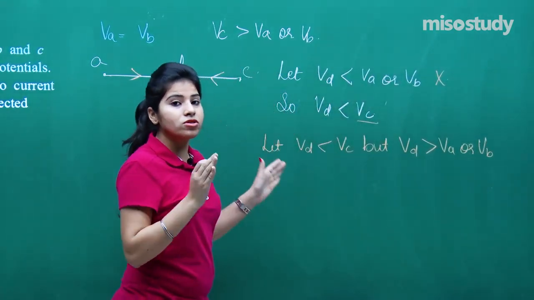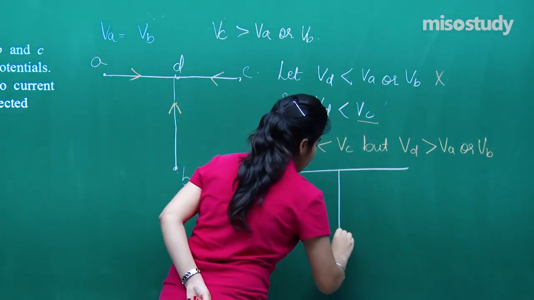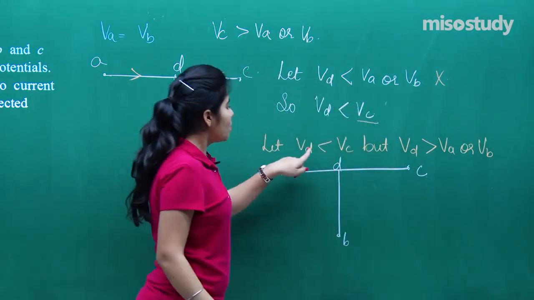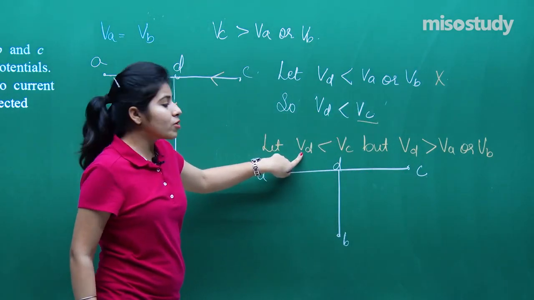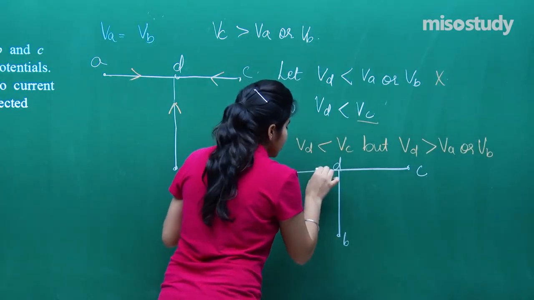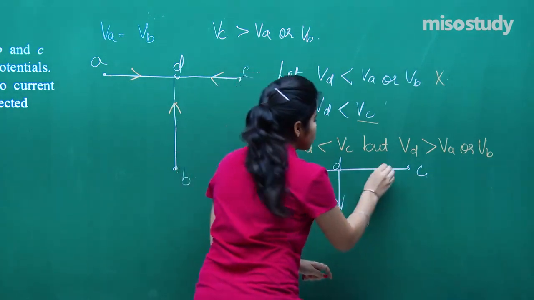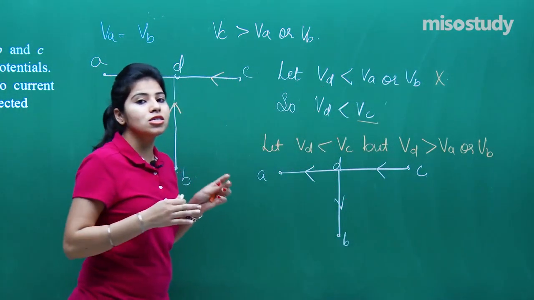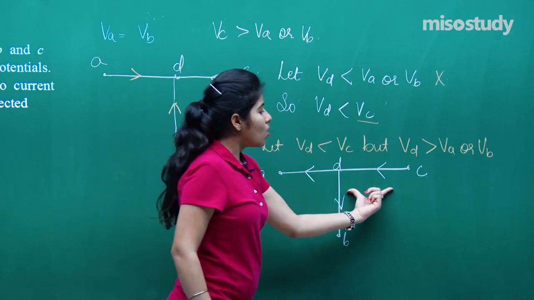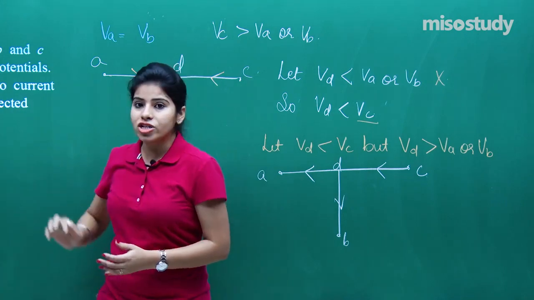According to this assumption, if we draw the circuit again, this is B, this is A, this is D and this is C. Now D is at maximum potential, then B and A, so the current will be going like this. And because C is at maximum potential, the current will be coming like this. This should be the appropriate condition. Now we have drawn the circuit as the condition has been given.